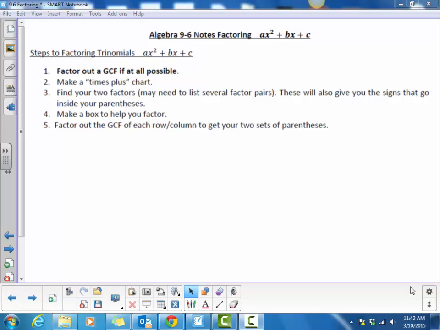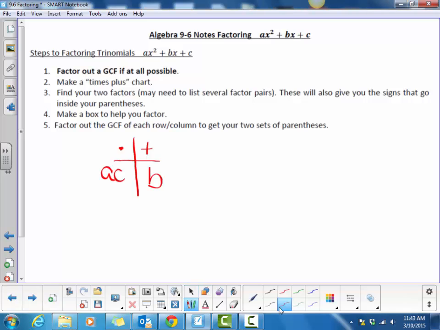Today's lesson is 9.6, factoring. The only difference from the notes for today versus last week is that the value of A in this lesson is not going to be 1. So today we're going to factor. You may need to list several pairs of factors to find the two that multiply but add up to the value that you're looking for.